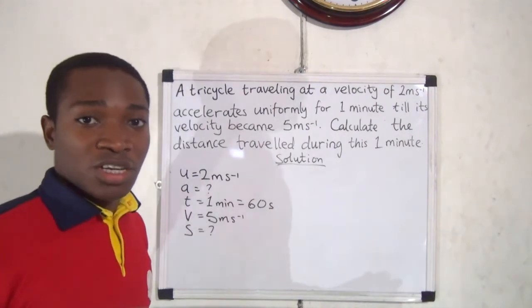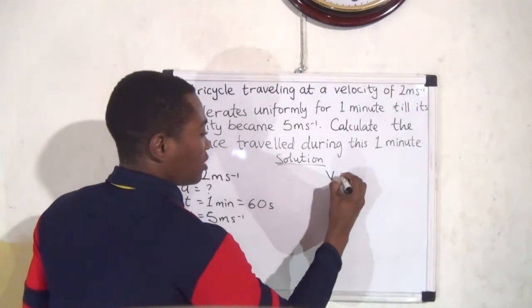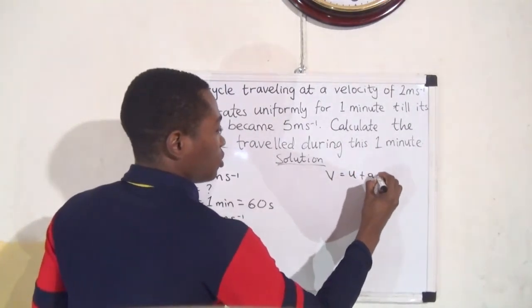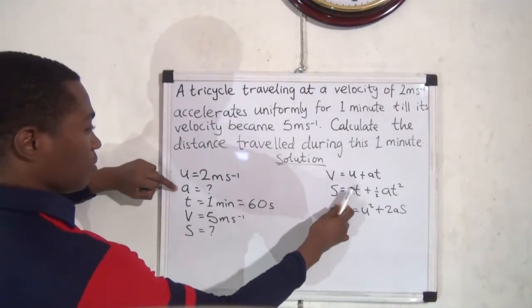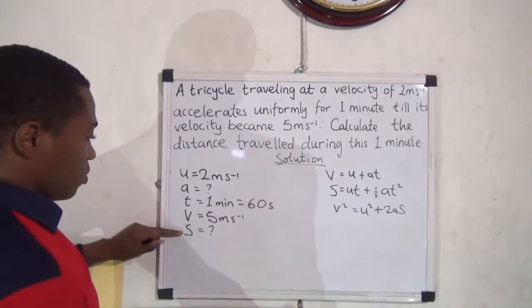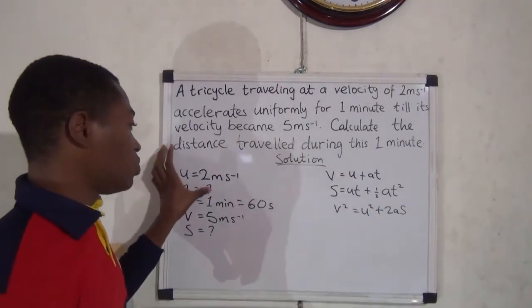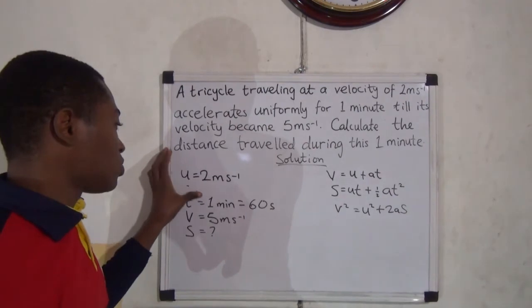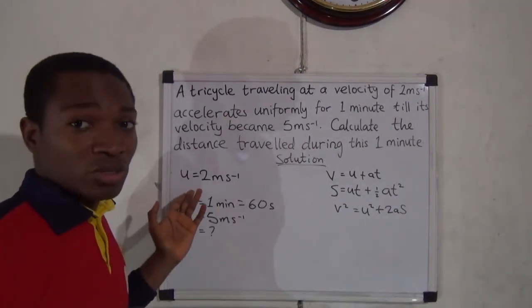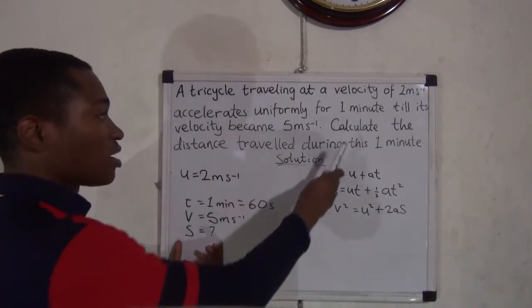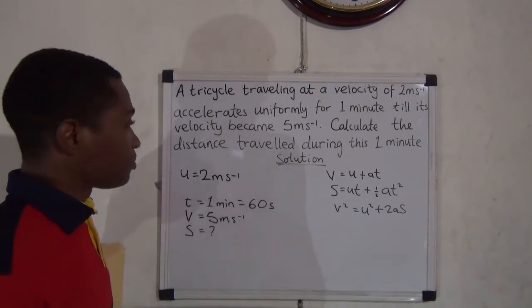Which equation of rectilinear motion would we use to get the distance traveled? You remember the 3 equations of rectilinear motion. Here we have U, but we don't have A. We don't have S. We are not given the acceleration in the question, and we are not asked to calculate the acceleration. We are asked to calculate the distance. Let's calculate the distance traveled.